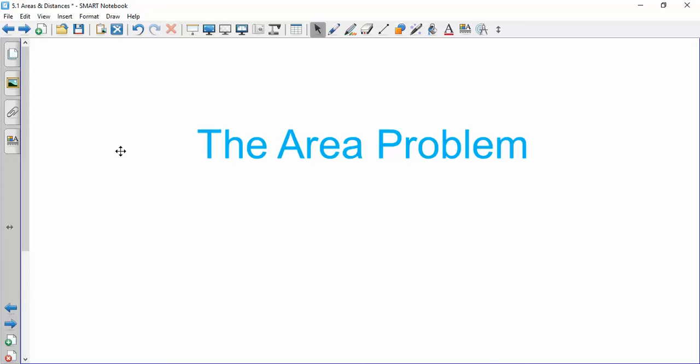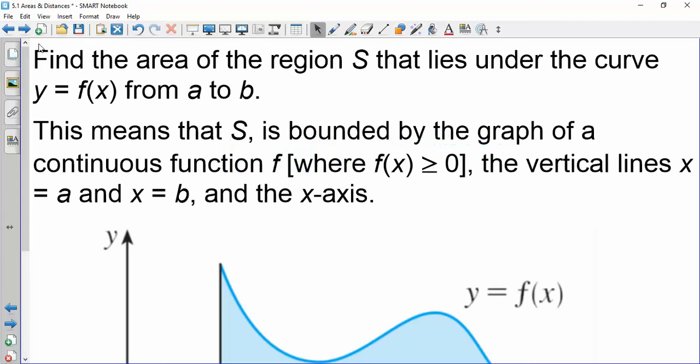About how to find areas of different things. We know in general how to find the area of a rectangle, a circle, a triangle, those kinds of things. But if I just give you a curve, we need to be able to find the area under that curve. So that's what we're going to be working on.